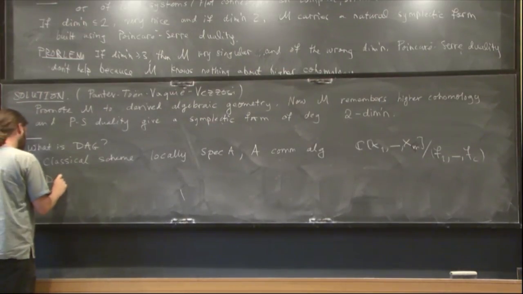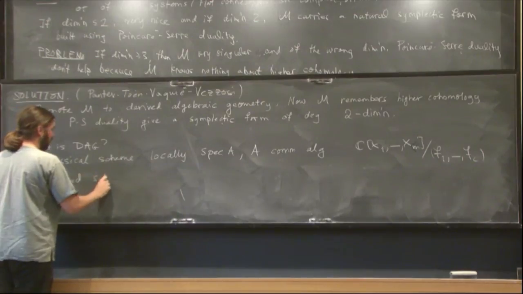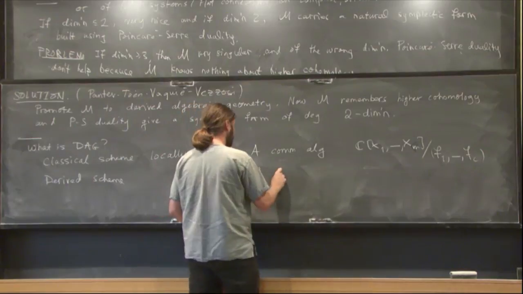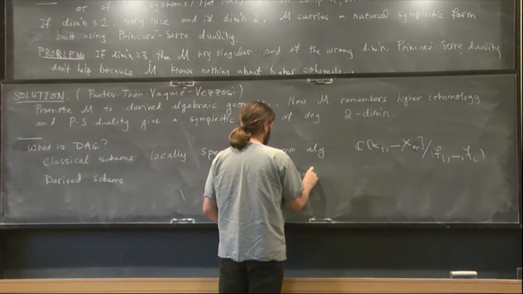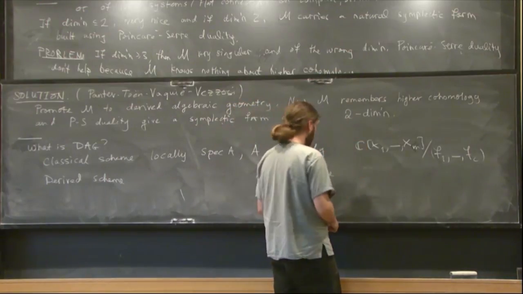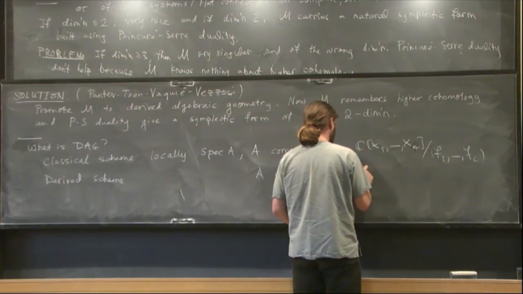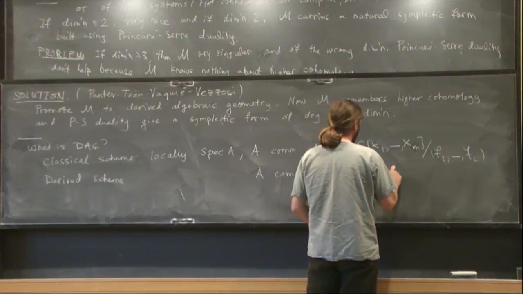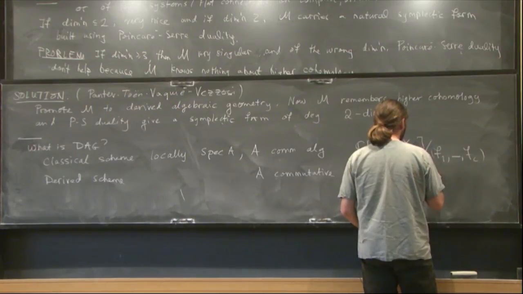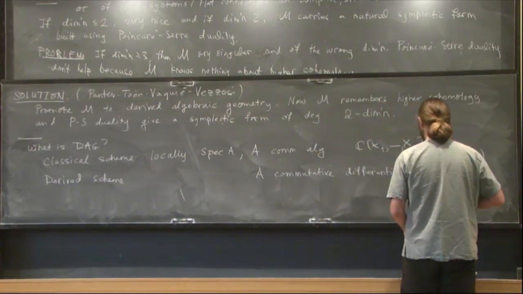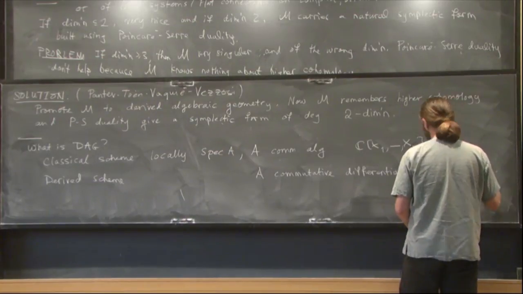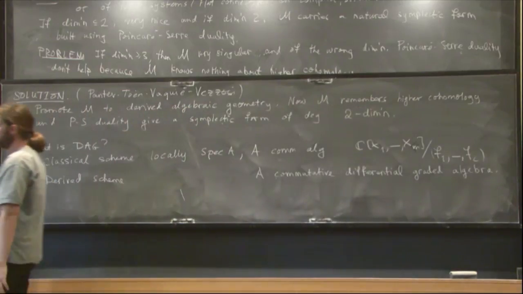A derived scheme locally looks like this now, where A is a commutative differential graded algebra. So my generators can appear in various degrees, and I have a differential on them. I'm doing that for simplicity. So if you want to do positive characteristic, you should use simplicial commutative algebras, or maybe E-infinity algebras.